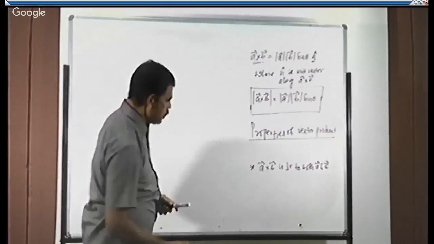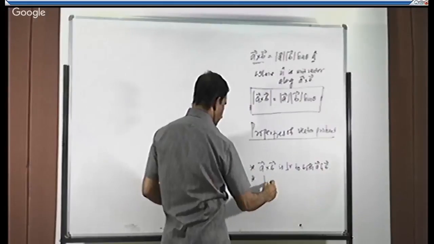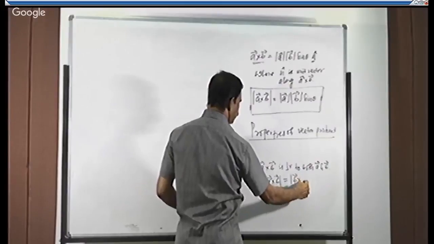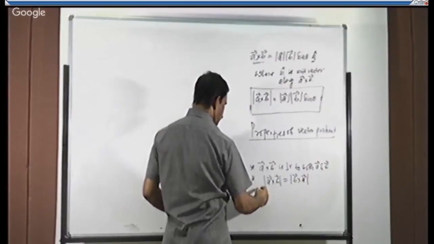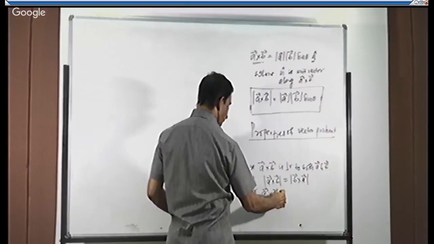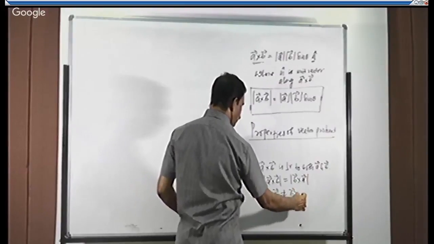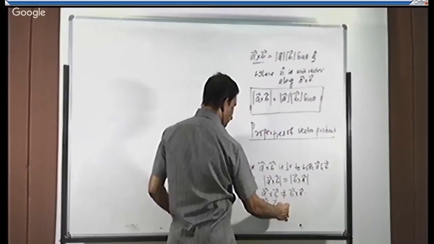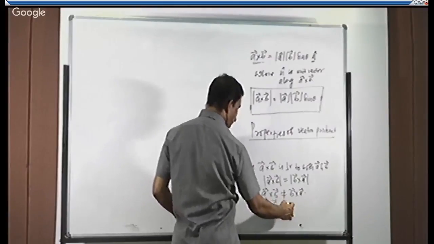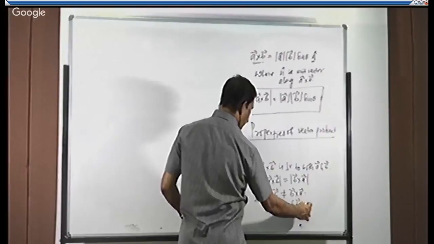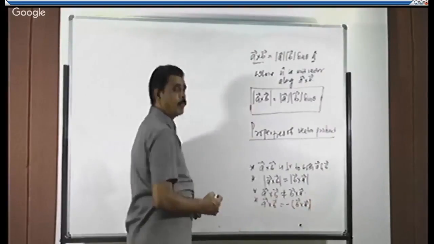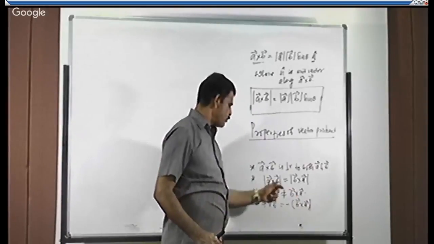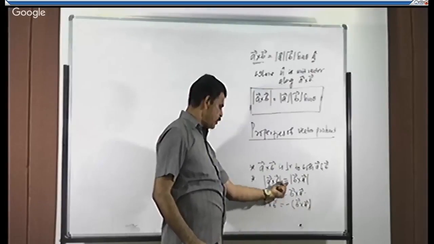The second property: the magnitude of A cross B is always equal to the magnitude of B cross A. But A cross B is not equal to B cross A. When we say equal, A cross B is always equal to minus of B cross A. A cross B is not equal to B cross A, but the magnitude of A cross B is equal to the magnitude of B cross A.